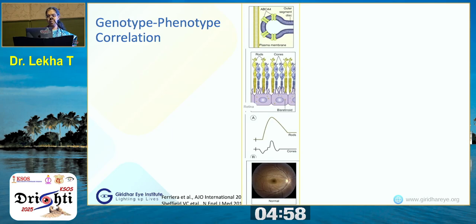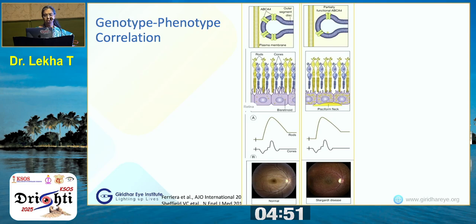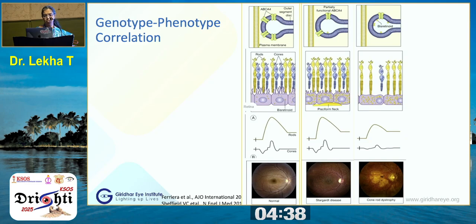So with this understanding, let us try to see this. When you have a normal ABCA4, the rods and cones are intact, waveforms are normal, and fundus is normal. When there is a partial dysfunction of ABCA4, there may not be much visible injury to the rods and cones, so the waveforms may be normal, but you see the changes of Stargardt's disease. But when there is more severe dysfunction of ABCA4, there is definitely more damage to the photoreceptors, especially the cones, we can see there is some thinning of the RPE and more accumulation of these toxic products, the bisretinoids, which is also reflected as a decrease in the waveforms on ERG, and this is what you get in cone rod dystrophy.